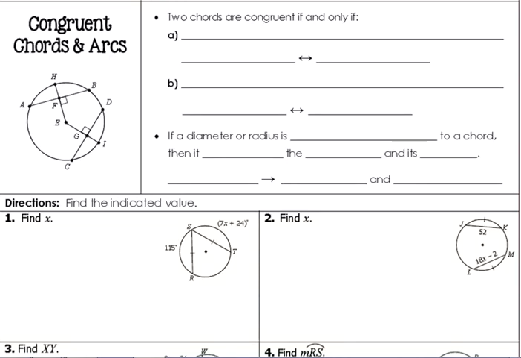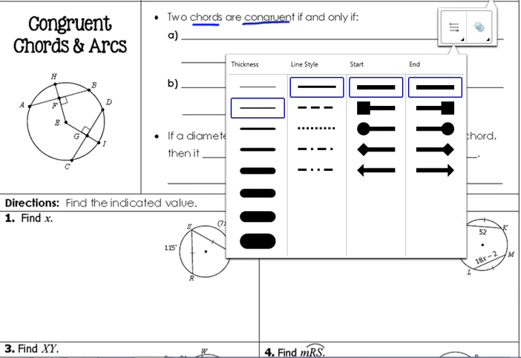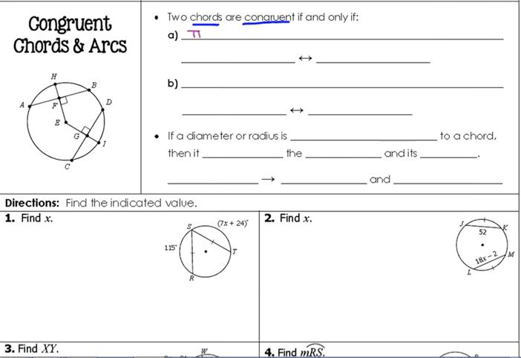So let's fill in all those blanks there. We've got a few properties to go through. It says two chords are congruent if and only if, the first statement that we're going to do is, that their corresponding arcs are congruent. Two chords are congruent if and only if their corresponding arcs are congruent.